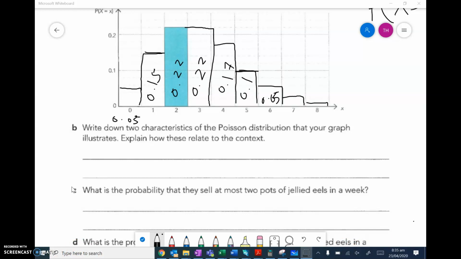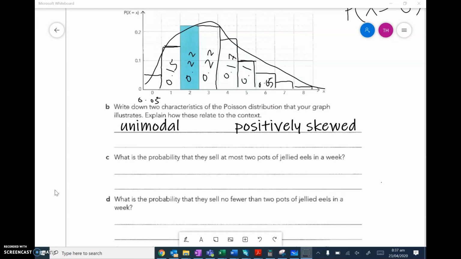This is write down 2 characteristics of the Poisson distribution that your graph illustrates. So 2 characteristics that it illustrates is, if I look at this, it's got a long tail to the right, so it's positively skewed, and it also has one peak, so it's got a mode. It's unimodal. So then you can use this information that you've created to answer the further questions.